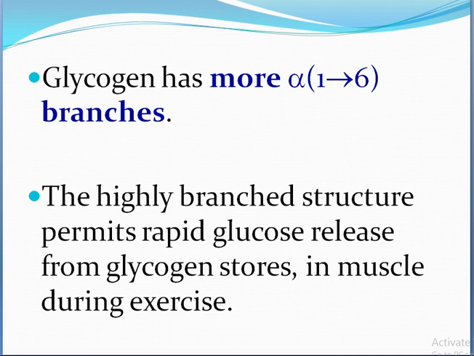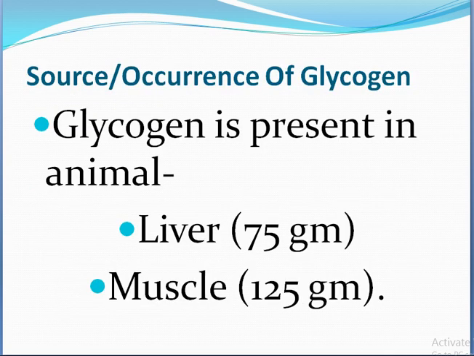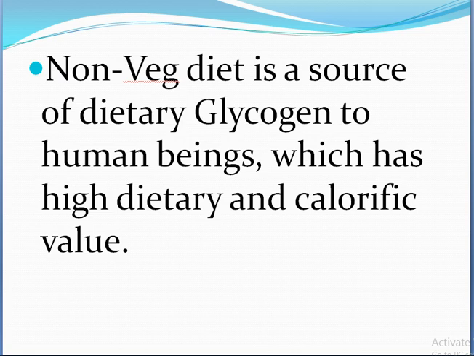Now, further, the dietary source of glycogen is animals, as I already discussed, and it is for storage. Dietary glycogen from animal sources has high calorific value for human beings, whereas starch has no calorific value in human beings.